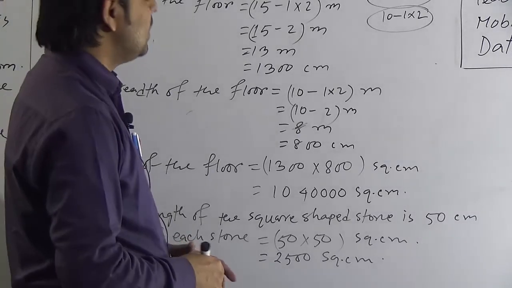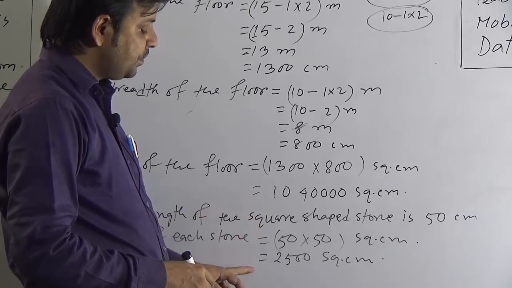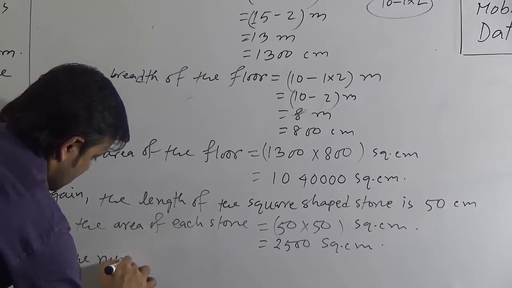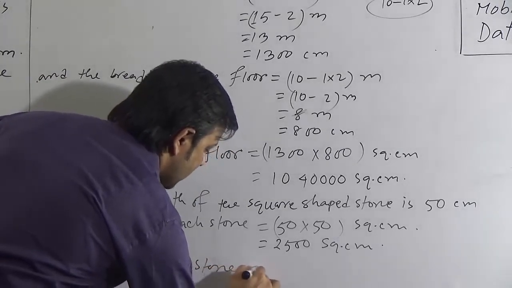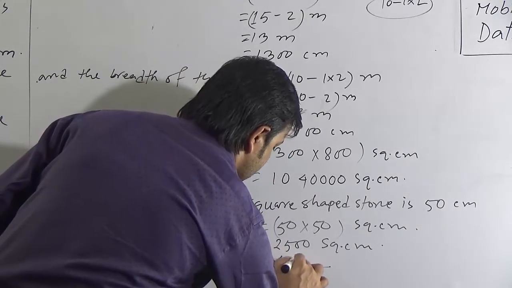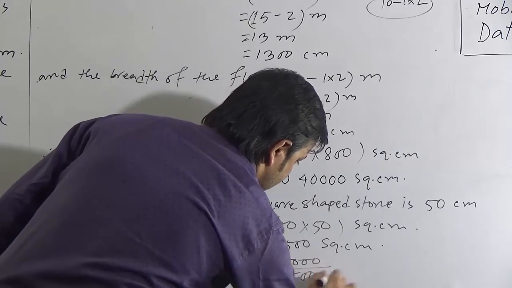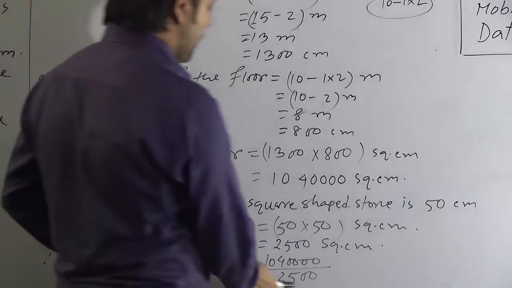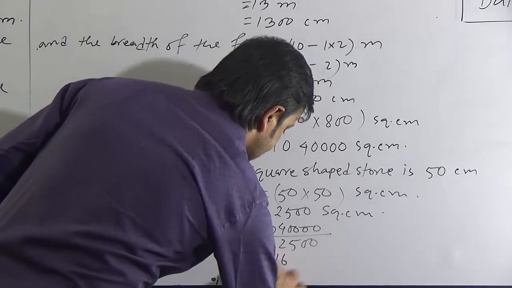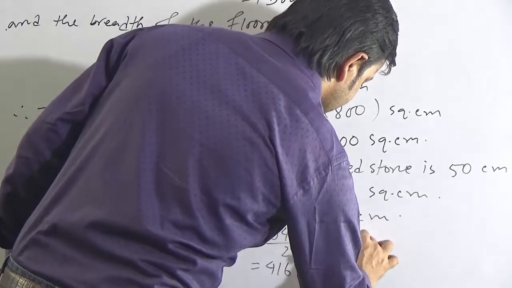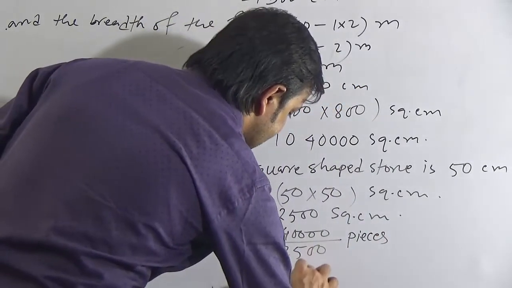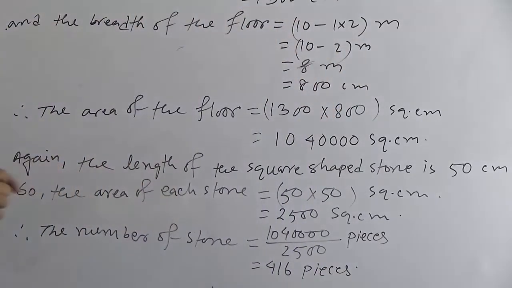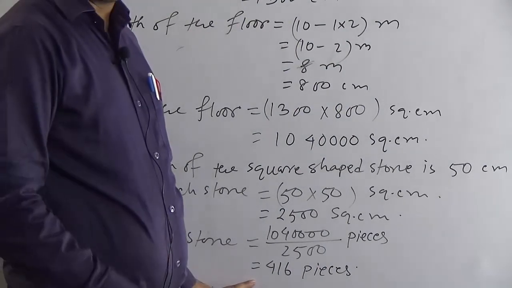So now if we divide the total area of the floor by the area of each stone, we will get the number of stones. Therefore, the number of stones will be equal to 1040000 divided by 2500. If we divide 1040000 by 2500, we will get 416. So 416 pieces of stone will be needed. Therefore, we can say 416 pieces of stone will be needed to cover the floor.